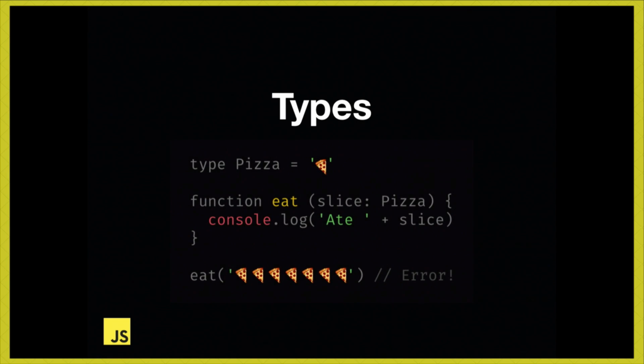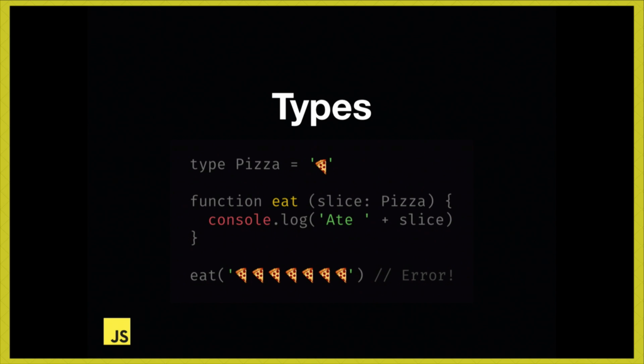So for example, we might declare that the type pizza is the string, the pizza emoji. And then we have a function, eat. The colon pizza means that this function only accepts pizza, the type pizza. So slice should only ever be the type pizza. And if we look down here, if you try to eat 7 slices of pizza at once, you're going to get a type error. And Flow is just helping you out here. Flow is a type system. It's just, hey, slow down. Maybe you want to eat 7 times with single slices of pizza.